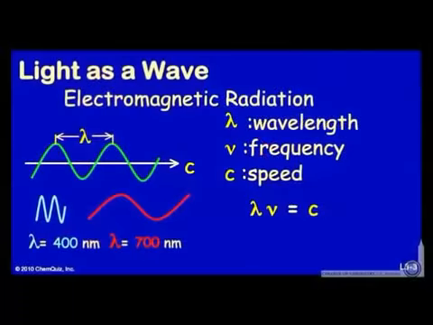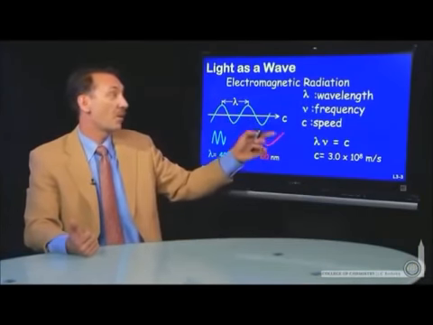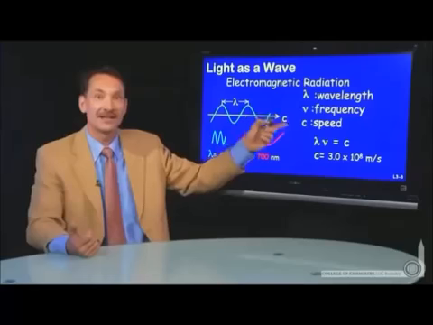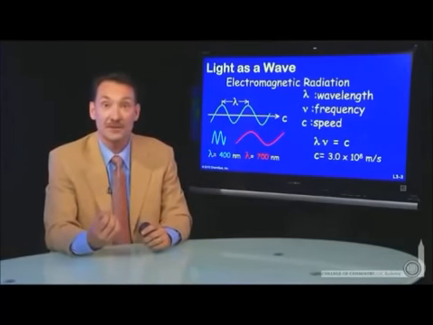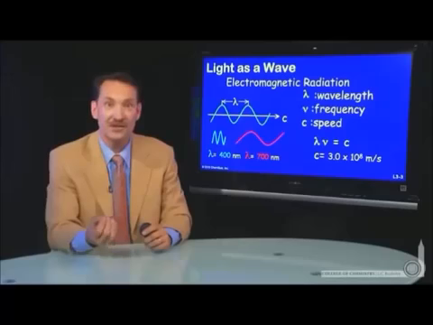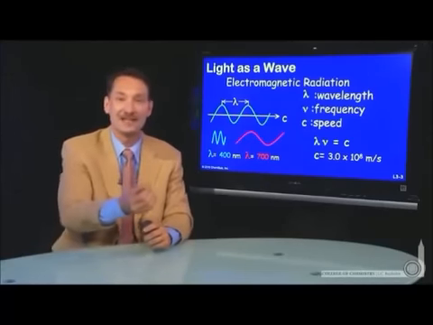The wavelength and the frequency always multiply together to give you the speed. The product of the wavelength and the frequency is the speed, and for electromagnetic radiation, that's the speed of light, 3 × 10⁸ meters per second. We're going to talk about waves, electromagnetic radiation, and light all the time in this course, so we should be very familiar with the relationships between electromagnetic radiation, frequency, wavelength, and speed.